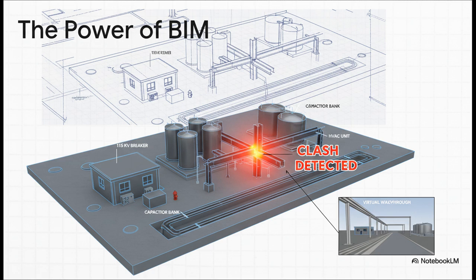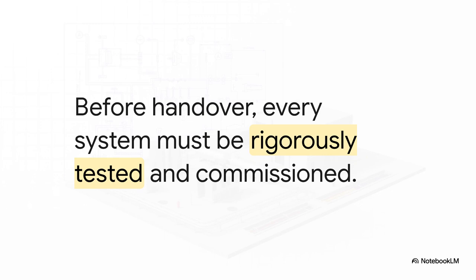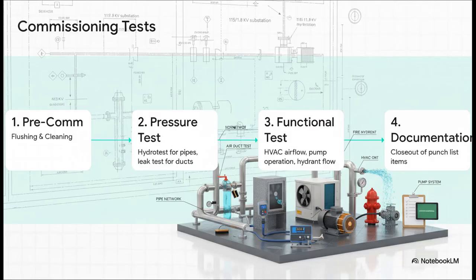But look, it doesn't matter if you build it the old school way or with a fancy digital twin. Once the last bolt is tightened, there is one final, absolutely critical phase before you can flip the switch: commissioning. This is the ultimate final exam, a series of tests to prove that everything works exactly the way it's supposed to. And commissioning is this super meticulous checklist.